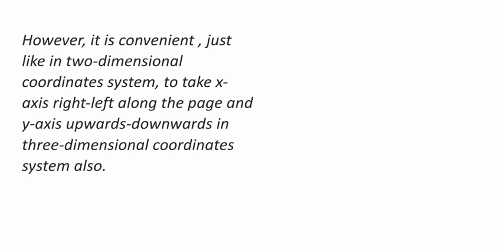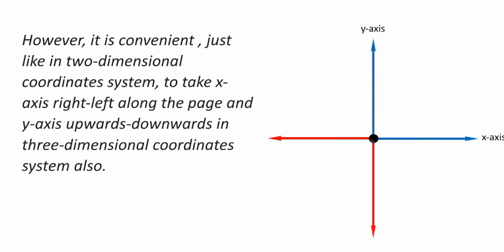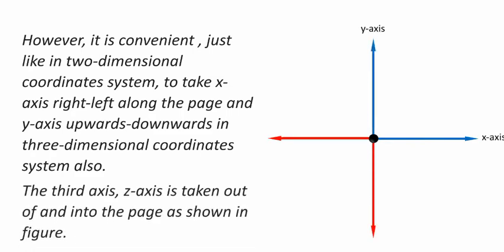However, it is convenient, just like in the 2-dimensional coordinate system, to take the x-axis right left along the page and the y-axis upwards downwards in the 3-dimensional coordinate system also. The third axis, the z-axis, is taken out of and into the page as shown in the figure.